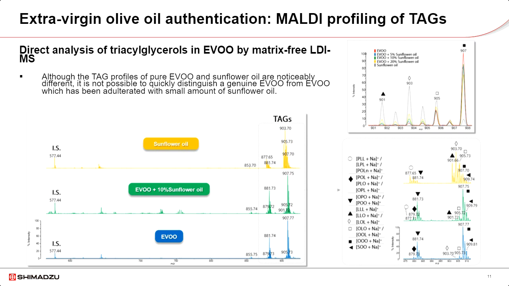So here we have, from bottom to top, an example of tag profiles of pure Evo, Evo adulterated with 10% sunflower oil and pure sunflower oil, all obtained with the matrix-free LDI analysis. Although the tag profiles of pure Evo and sunflower oils are very different, it is clear that it is not possible to easily distinguish a genuine Evo from an adulterated one just with the naked eye.